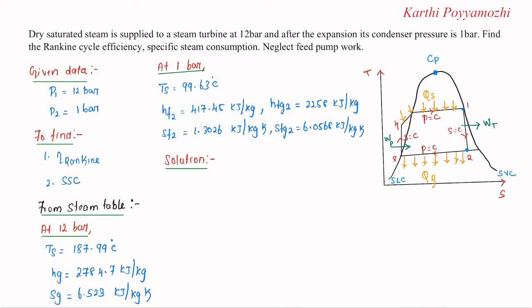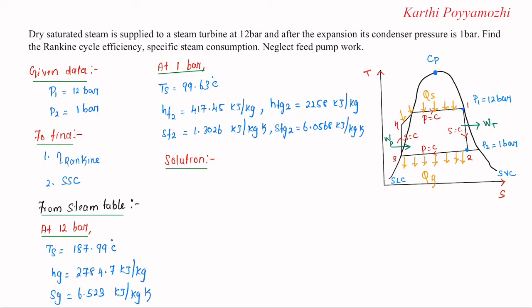We have to find the Rankine cycle efficiency and specific steam consumption with this given data and neglect the feed pump work. The feed pump work which is given to the steam power plant is being neglected. Therefore, from the given data, at point 1 the pressure is equal to 12 bar, and due to this expansion process work is being produced and the pressure reduces from 12 bar to 1 bar at state point 2. Therefore, the pressure P2 is equal to 1 bar. This is the given data.